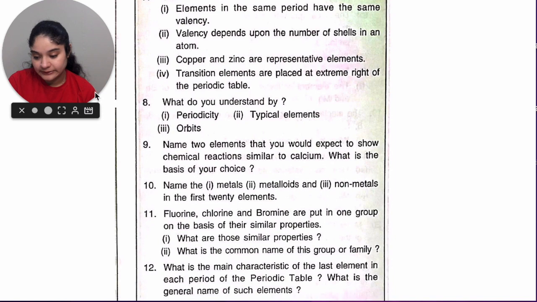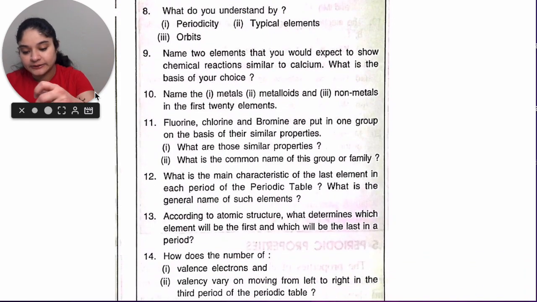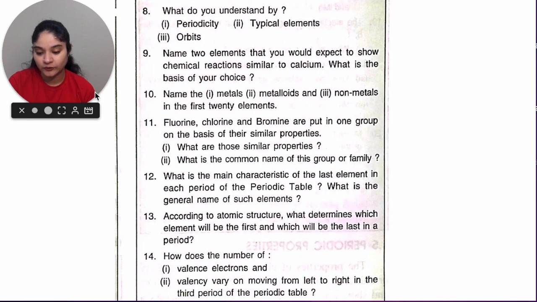Then the next is what is the common name of this group or family? So the common name is, you can either call them halogens or salt forming elements. Now the next question is, what is the main characteristic of the last element in each period of the periodic table? What is the general name of such elements? So the main characteristic is that they all have stable electronic configurations. They don't combine with anything, and the common name for them is noble gases or inert gases.